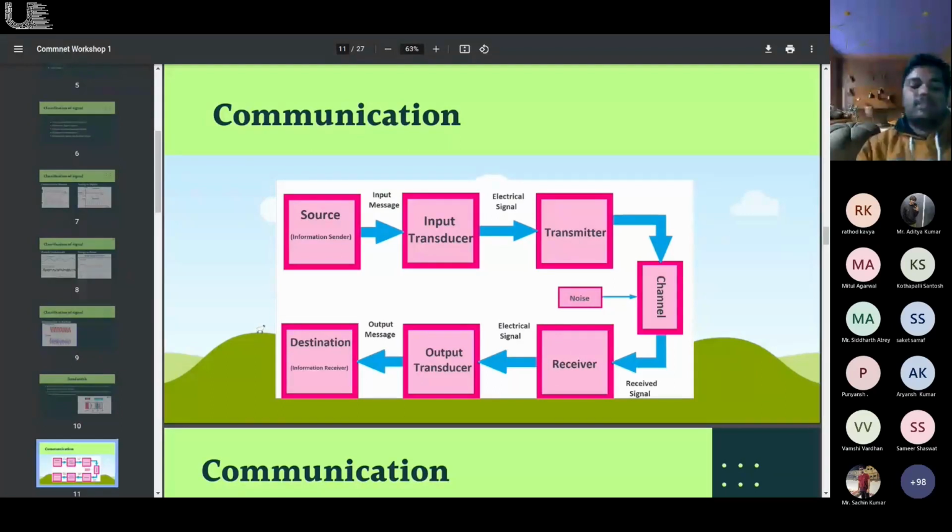So let me repeat myself. Everyone can see the image, right? It has source, input transducer, transmitter. Is it visible to everyone? Yes, it is visible.